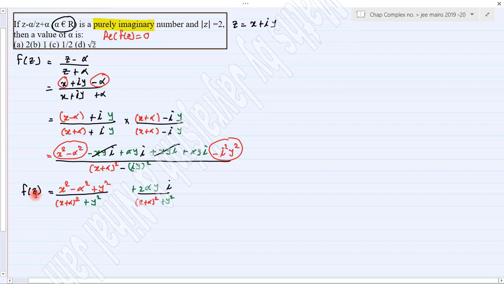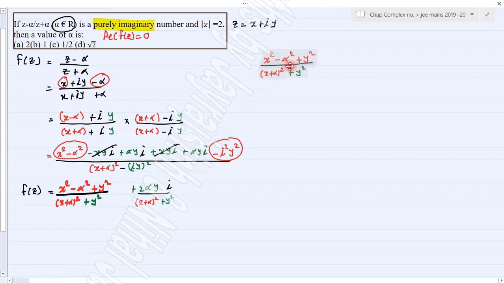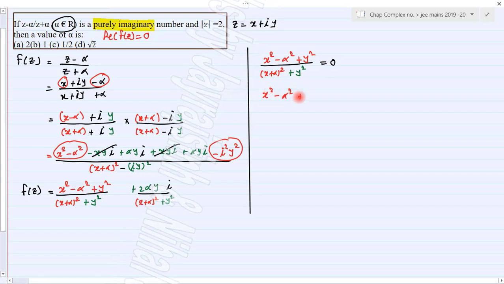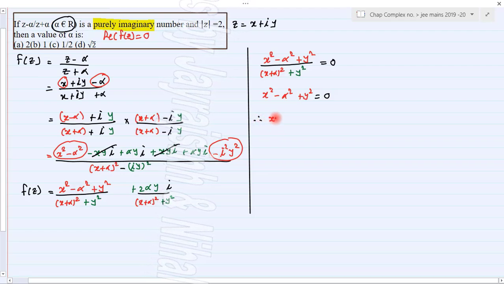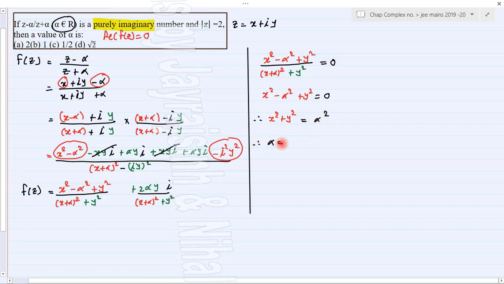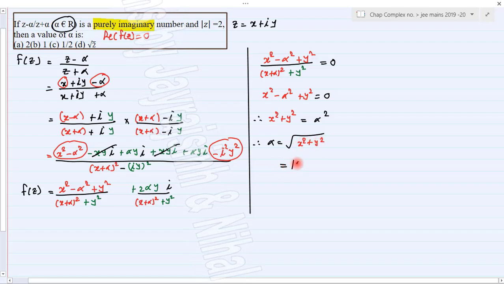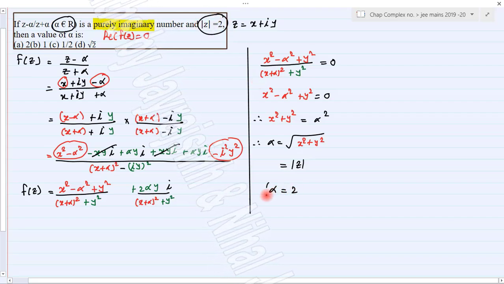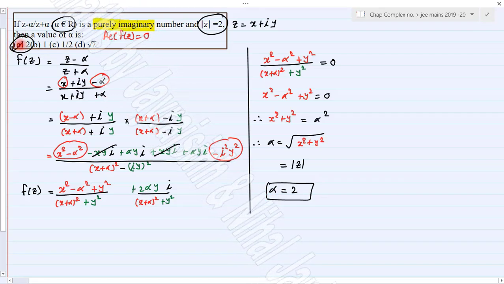Now it is given that the real part of the complex number is 0. So here we get x square minus alpha square plus y square equal to 0, which will give us x square plus y square equal to alpha square, or we can say alpha is the square root of x square plus y square, which is nothing but mod z. It is given that the magnitude of z is 2, which is also the answer for alpha. So option A is your answer.